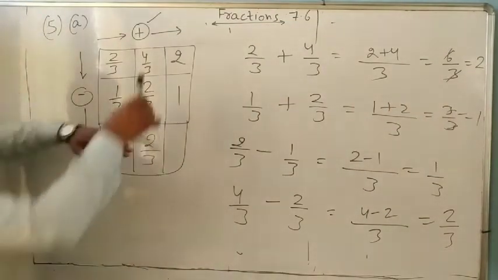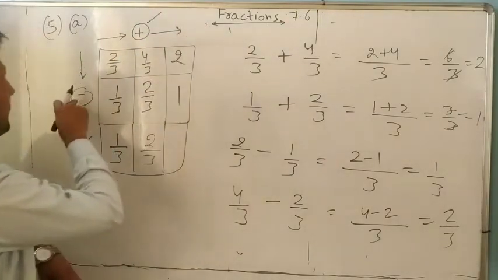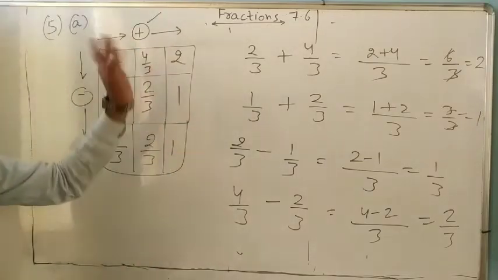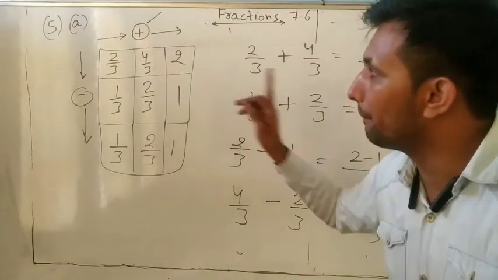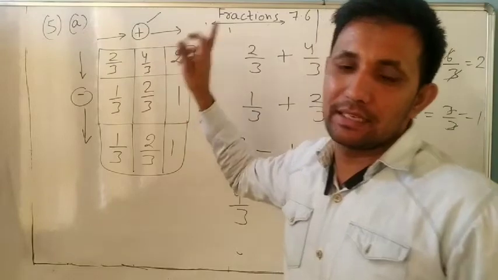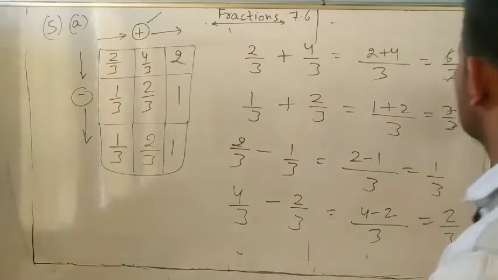Yes, again, downside, from up to downside, 2 minus 1. So the answer is 1. So it is our first part. Same as it is, you will do the B part. Left to right is addition and top to bottom is subtraction. Okay. Next question.